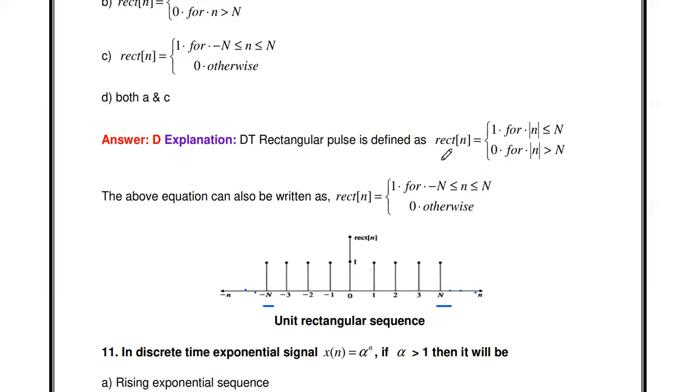So you see the definition: the rectangular pulse is indicated by rect of n. It is 1 for modulus of n less than or equal to N, and 0 for modulus of n greater than N. That means the small n, the time from minus N to N, has amplitude 1. For the remaining time, it is 0. Or the same rectangular pulse is defined as rect of n equal to 1 for n from minus capital N to capital N, 0 otherwise. So these are the definitions for the rectangular pulse.